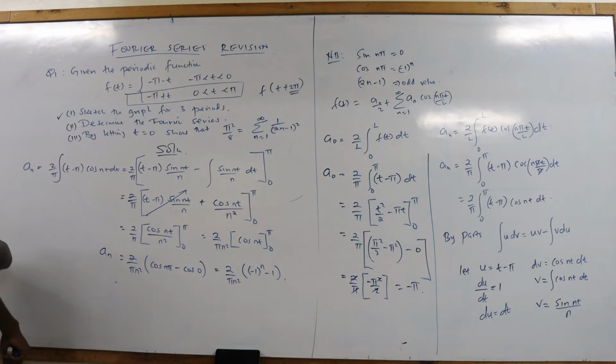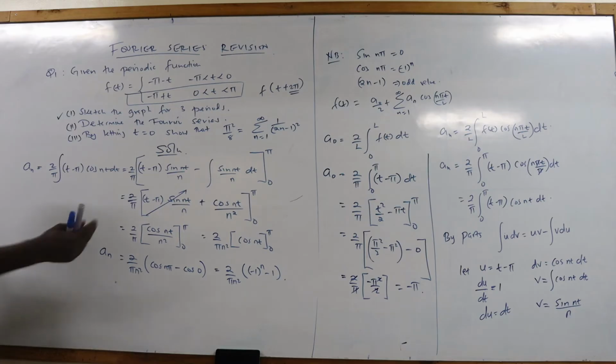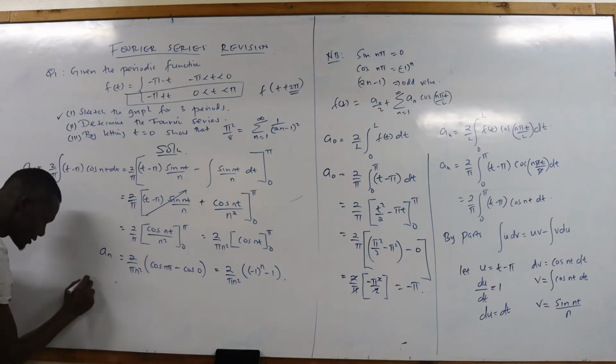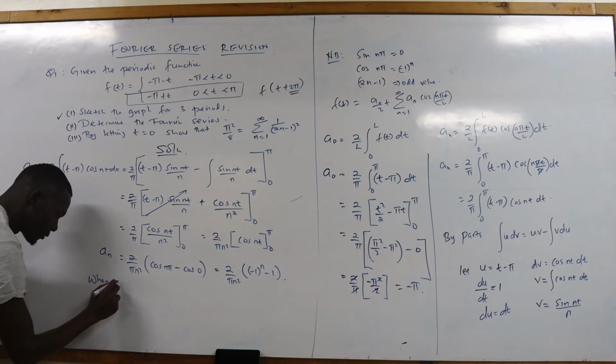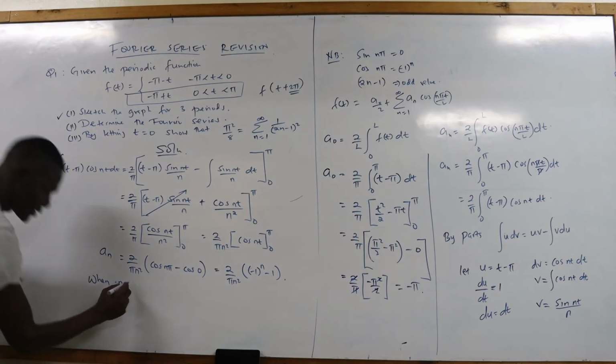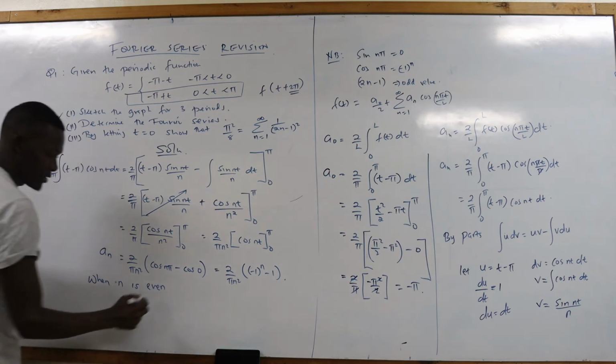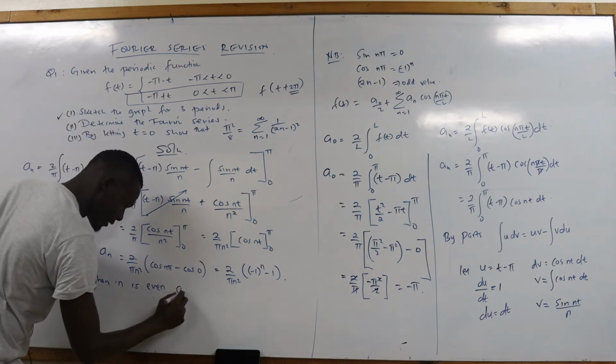But we have to understand: does n give us all the values, that is from 1 up to infinity, or is it limited to some specific values? So now we take two conditions. When n is even, remember we're taking the value of n as even, what will we have here? What will be our an?